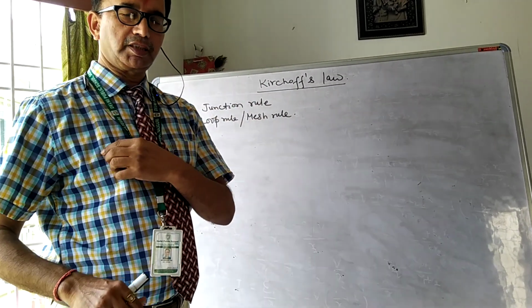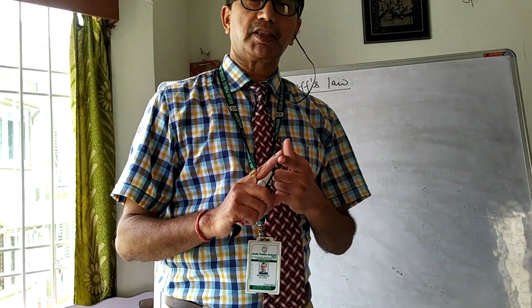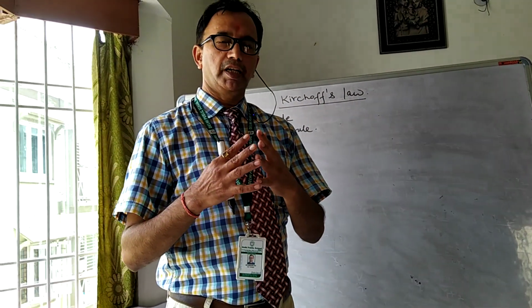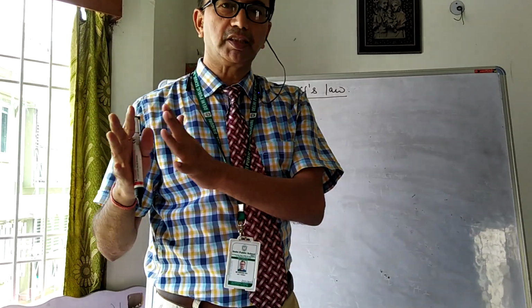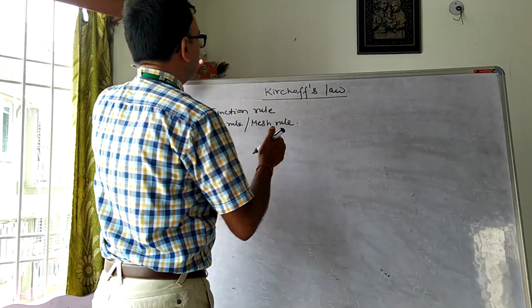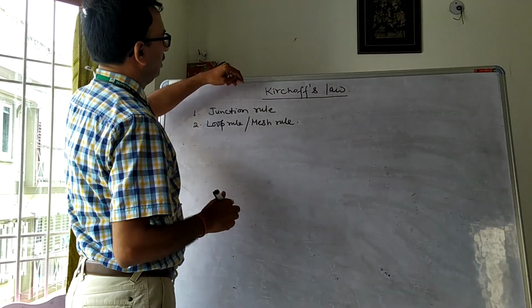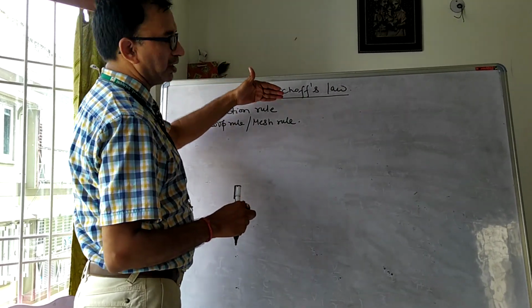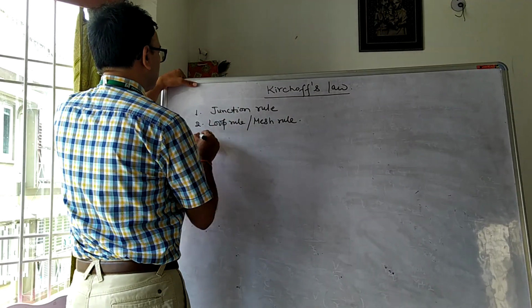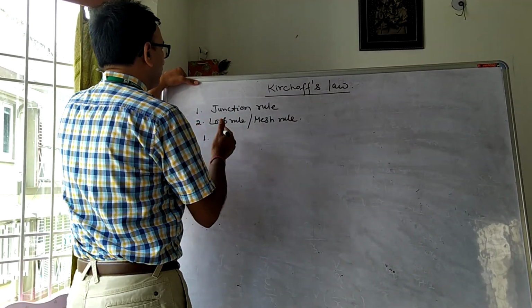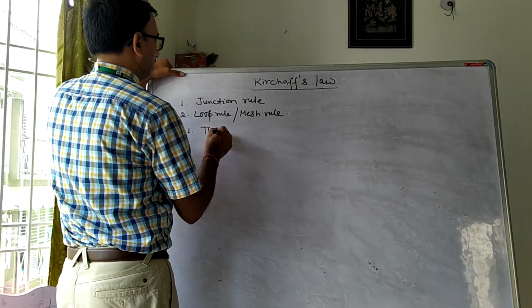The junction rule states that the algebraic sum of all the currents entering a junction is equal to the algebraic sum of the currents leaving the junction. So what does the junction rule say? The algebraic sum of the currents meeting at a junction is zero. What does it mean?